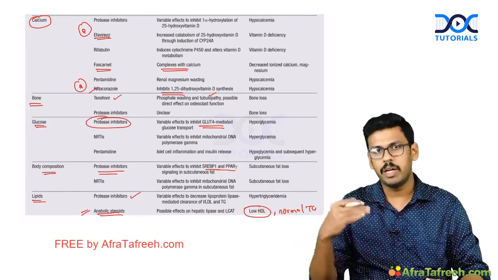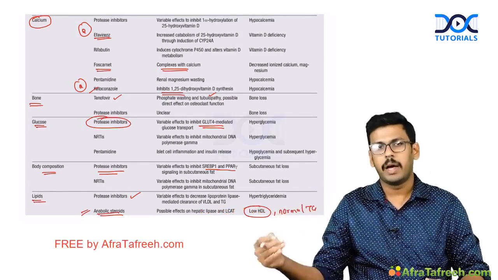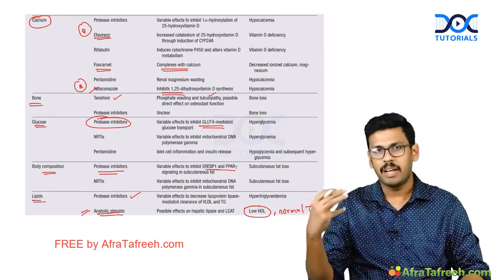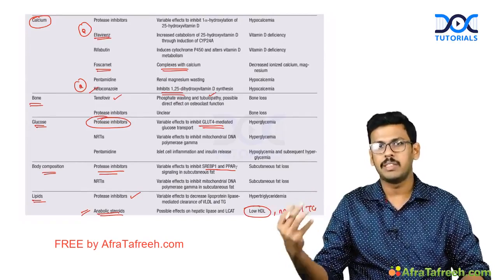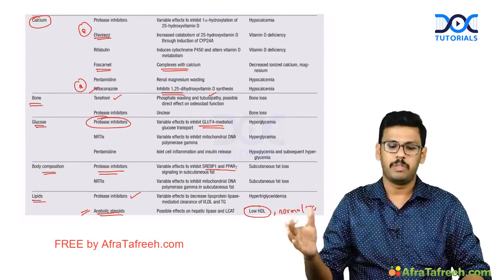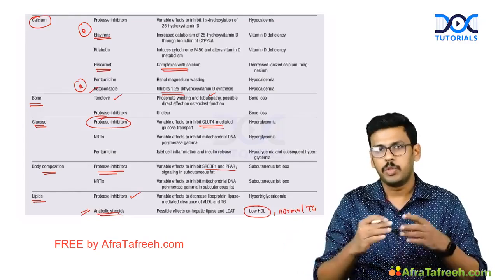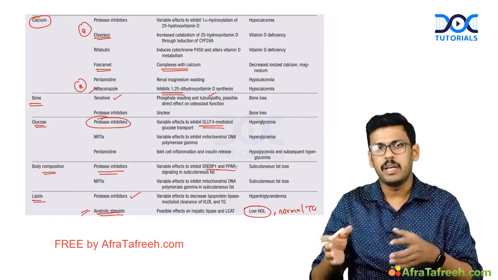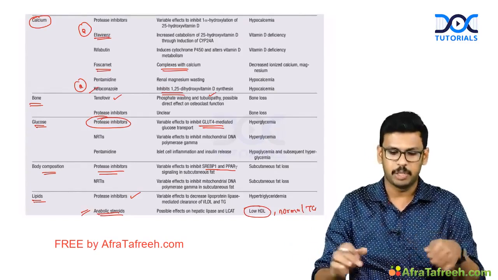Of course, you have so many inherited or hereditary causes for low HDL, like hypoalphalipoproteinemia, Tangier disease, LCAT deficiency, etc., whereas anabolic steroid is one of the most common acquired causes. So you should be aware of all these drugs and their potential effect on endocrine function.